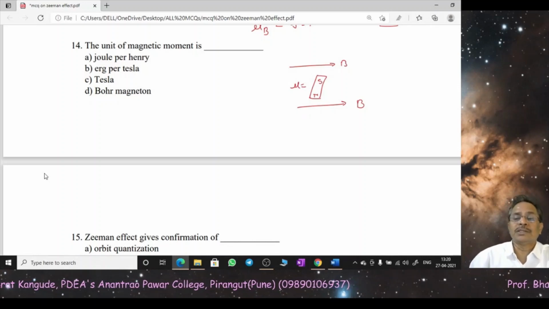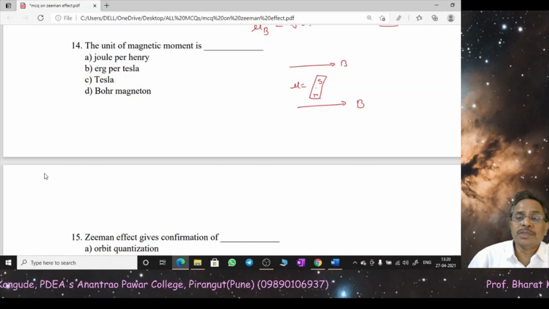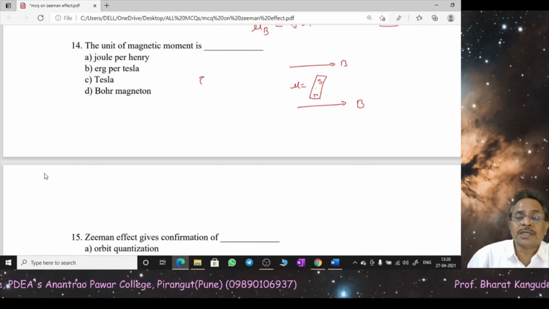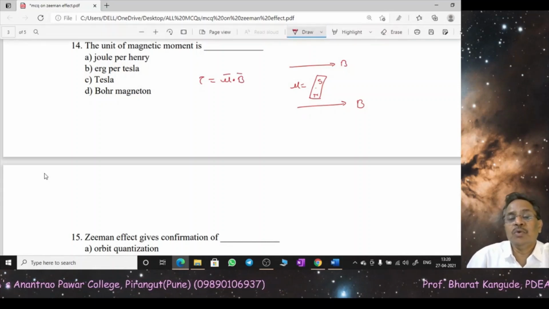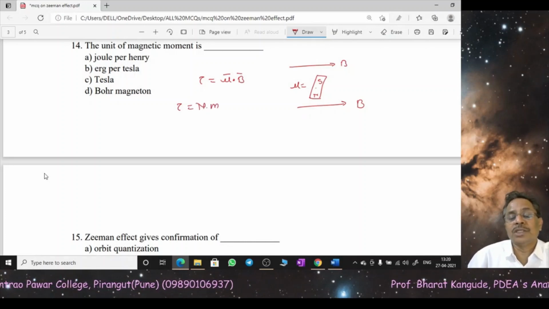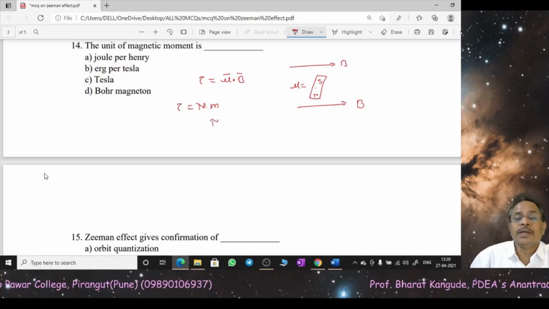We have to calculate this. When this particular magnet is kept in a magnetic field, because of the interaction of the external magnetic field and the magnetic moment of the magnet, there exists a certain torque, which is given by mu into B. So mu bar into B bar, we have to calculate this mu. Torque tau is measured in newton meters. Therefore, newton meter is equal to mu into B.